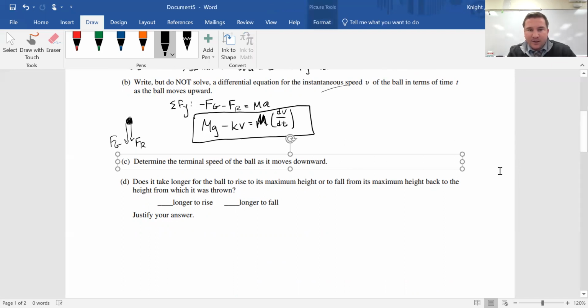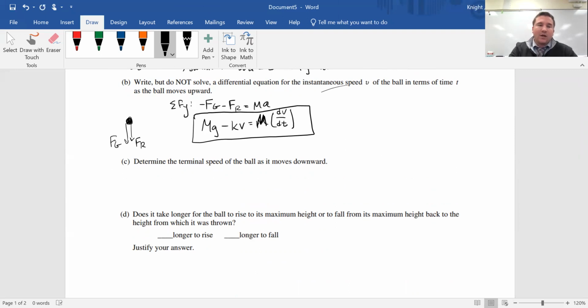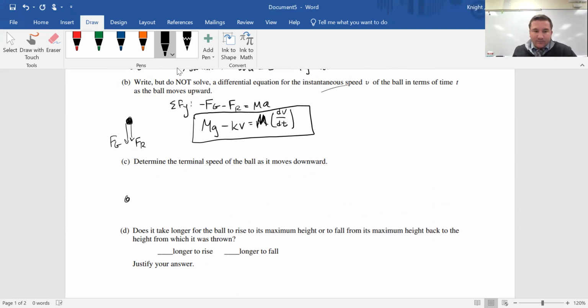Determine the terminal speed of the ball as it moves downward. So when the ball is moving back downward, velocity is this way, and that switches the direction of the resistive force. So the resistive force is up, gravitational force is down. We will have terminal speed when these two are equal, because we won't have acceleration anymore. The sum of the forces, the F net, will be 0 because we have no acceleration. So resistive force minus gravitational force is going to be equal to 0. Resistive force kv equals Fg.